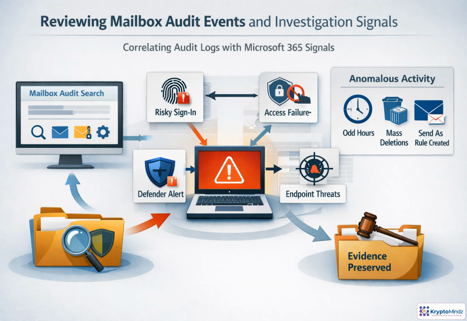That audit data becomes valuable when it is part of an investigation chain. Start with the alert or user report, then search Purview for mailbox operations such as permission changes, forwarding updates, delegate access, send as activity, deletions, or inbox rule creation. Compare those events with Entra sign-in risk, conditional access failures, Defender alerts, and endpoint telemetry. The goal is to separate normal administration from suspicious behavior, such as access at odd hours after a risky login. Once the story is clear, preserve exports and evidence before remediation or legal review.